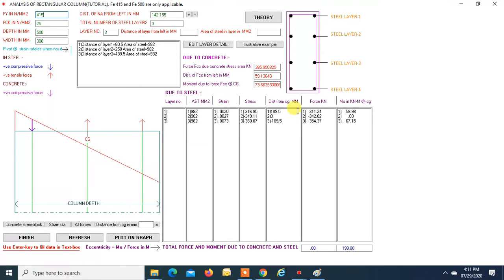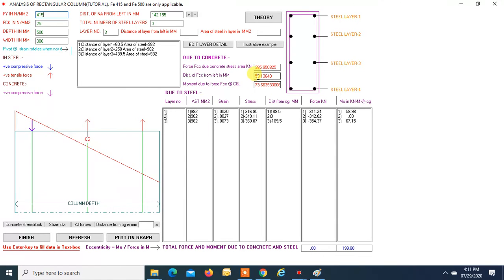This is the fourth force. So this is the first force, second force, third force, and fourth force. Now when you add all these forces, you get the ultimate load, that is Pu. Now, how do we get the ultimate moment, Mu? For finding ultimate Mu, we have to take the moments of these forces about the CG. So FCC into the CG.